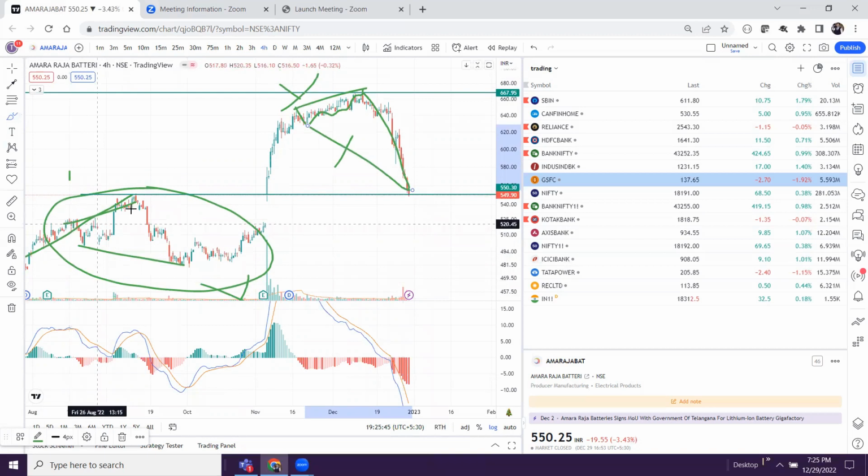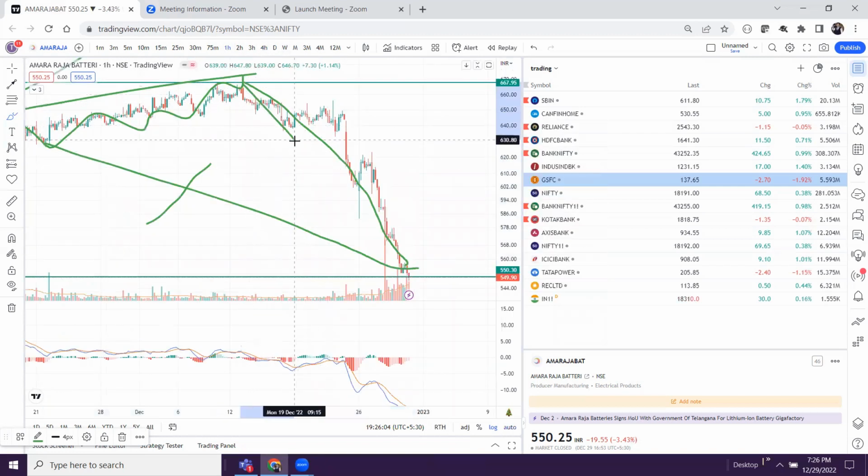Expandable flat is here also. So this stock is, most of the time, giving expandable flat only. Here also it was an expandable flat correction. Now also it is giving an expandable flat correction. Now internally, let us see this on a 1 hourly chart.